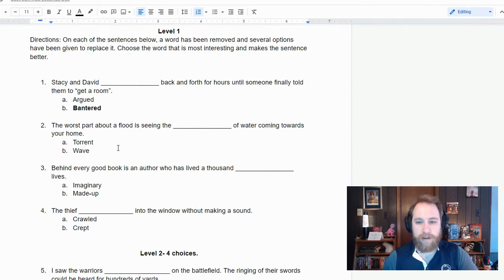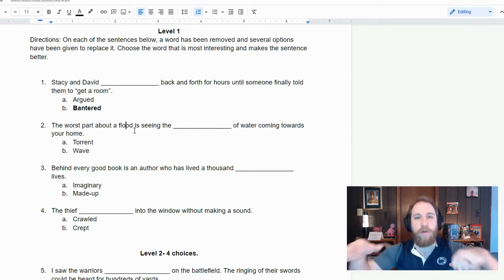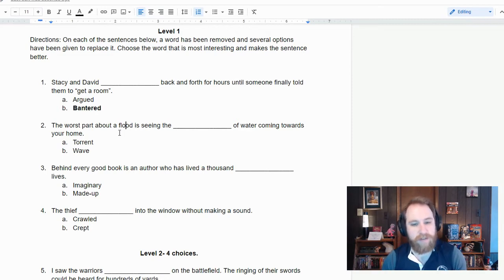The worst part about a flood is seeing the blank of water coming towards your home. So now we have to think, torrent, seeing the torrent of water coming towards your home, or wave of water coming towards your home. Both are descriptive words, but which one gives us the best descriptive overall sense of what's happening? Okay, the flood of water is rushing towards this house, right? You can see it coming at you. Which one makes the most sense? A torrent of water or a wave of water? If you're not sure what either of those words mean, you should take a second, look it up, and then decide A or B.